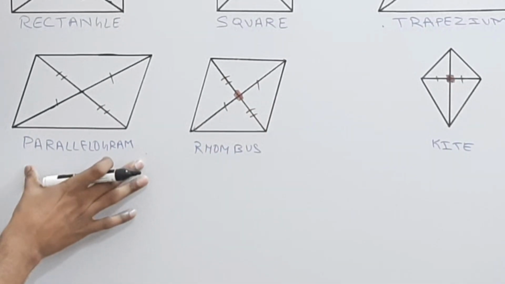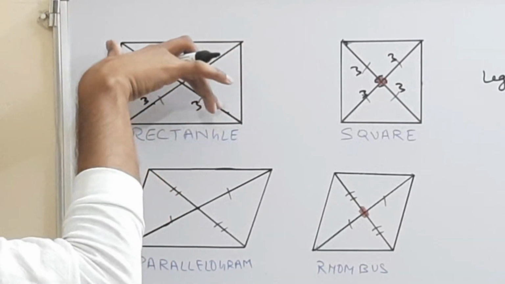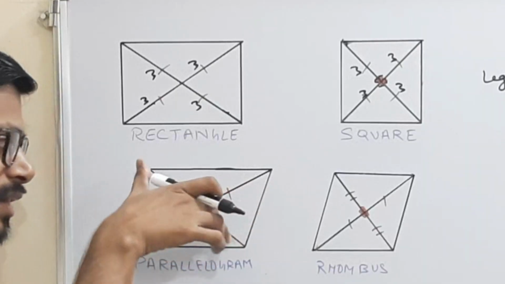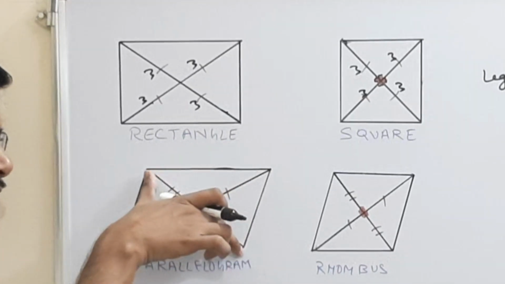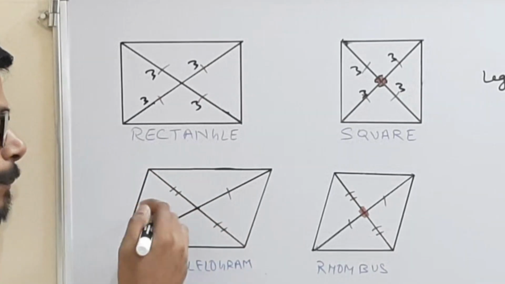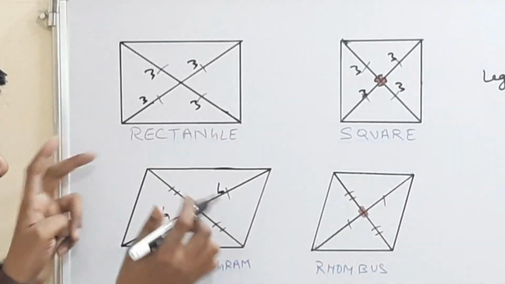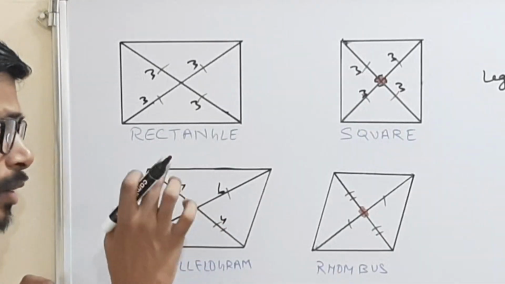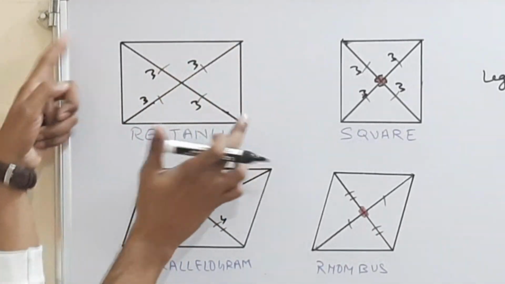In a parallelogram, just quickly review the rectangle one more time. This length and this length were equal and they were equally bisecting. Here, this length and this length will not be equal. In a parallelogram, this diagonal length and this diagonal length will not be equal, but they will bisect each other. For example, if it is 12, it will become 6, 6. And if it is 8, it will become 4, 4. So the condition is what? They will bisect each other, but the entire length will not be equal. But in a rectangle, the entire length was equal.